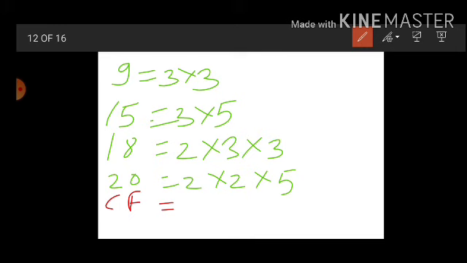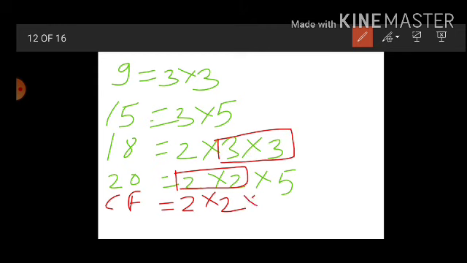First we see that 2 occurs as a prime factor a maximum of 2 times, so we write 2 times 2. Now 3 occurs a maximum of 2 times, so again 3 multiplied by 3. Now 5 occurs only 1 time, in 15 and in 20 also, so we write it only 1 time.